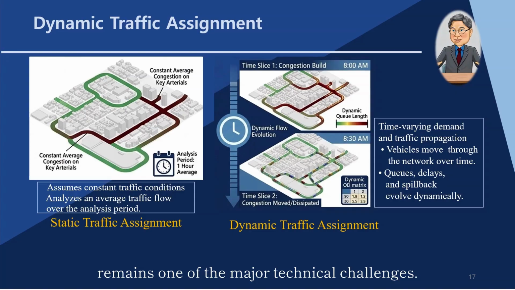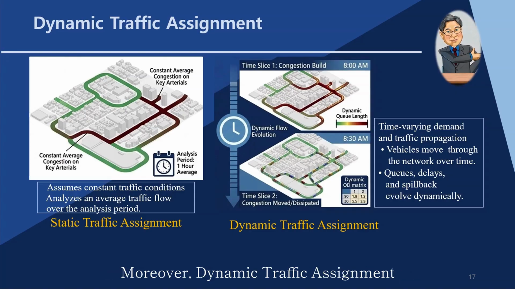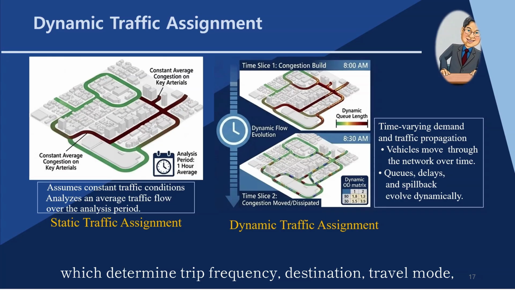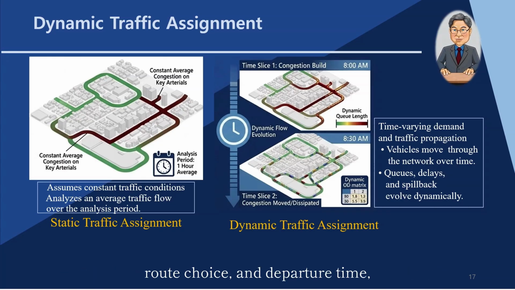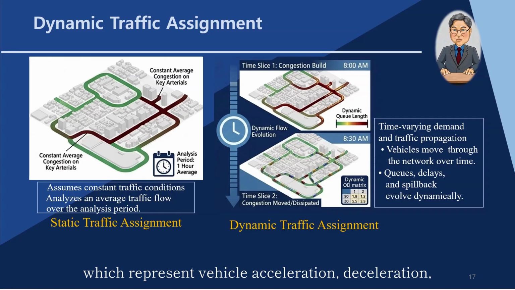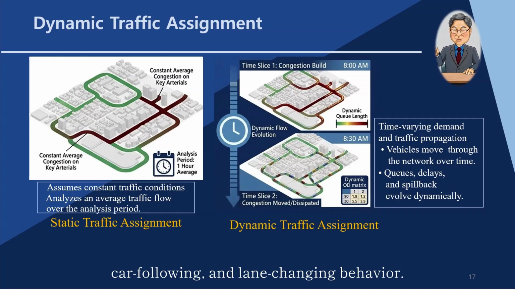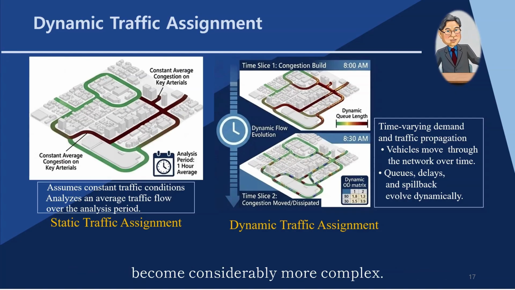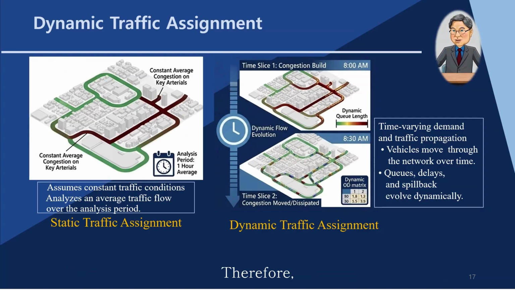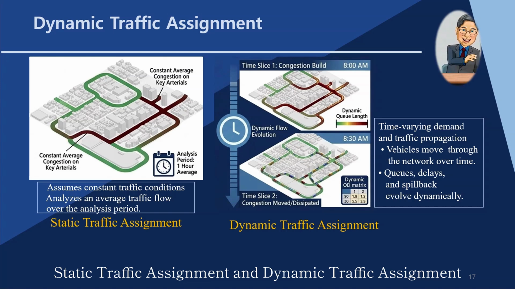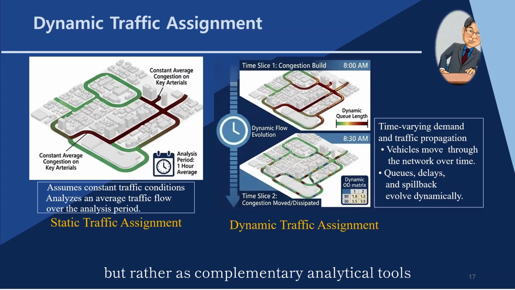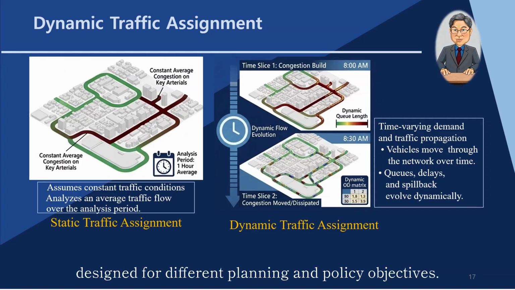Moreover, dynamic traffic assignment integrates both travel behavior models, which determine trip frequency, destination, travel mode, route choice, and departure time, and driving behavior models, which represent vehicle acceleration, deceleration, car following, and lane-changing behavior. Consequently, both model development and calibration become considerably more complex. Therefore, static traffic assignment and dynamic traffic assignment should not be viewed as competing approaches, but rather as complementary analytical tools designed for different planning and policy objectives.